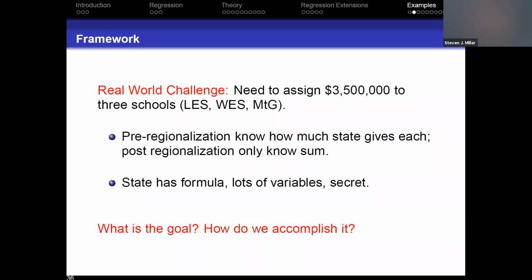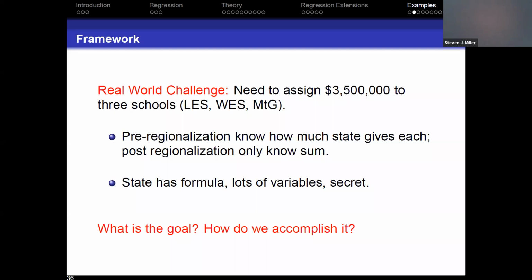Unfortunately, once we regionalized and became 1 school district for the 2 towns, the state would no longer tell us how much money would go to each school. They would only tell us how much money went to the whole district. We wanted to allow each town to have local control over their elementary school. This was extremely important. And to do that, we needed to know how to assign the money in future years.